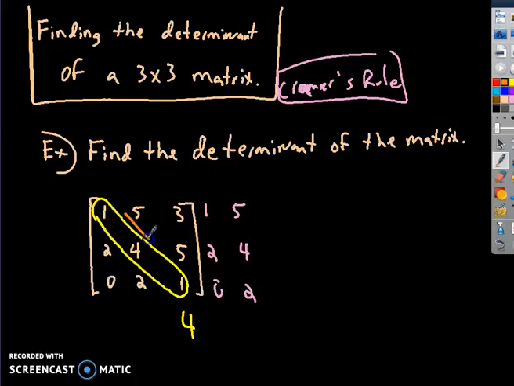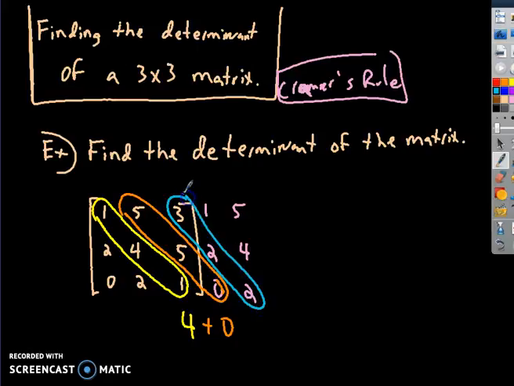Let's see here. 5, 5, and 0. Keep in mind that was a 0 there. So 5 times 5 times 0 is 0. You're going to add those numbers together unless you get negative signs there. So 5 times 5 times 0 is 0, so it's plus 0. And then the last column is 3 times 2 times 2. So 3 times 2 is 6, times 2 more is 12, so it's plus 12.